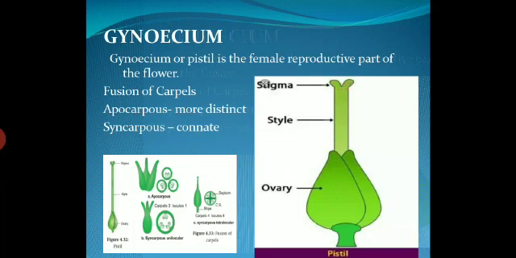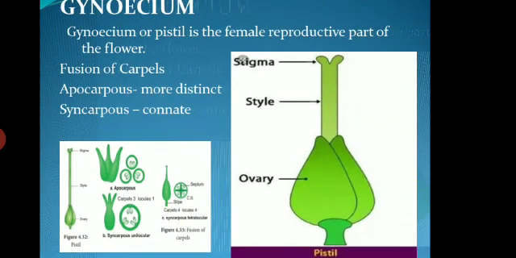The ovary with a stipe is called a stipitate ovary. A stipitate ovary is present in the Fabaceae family, for example in Clitoria ternatea.